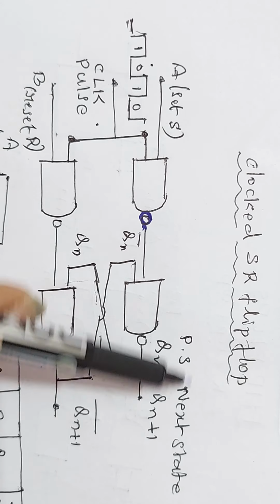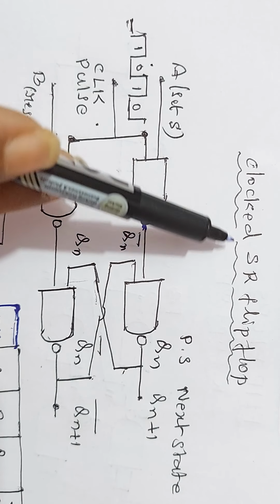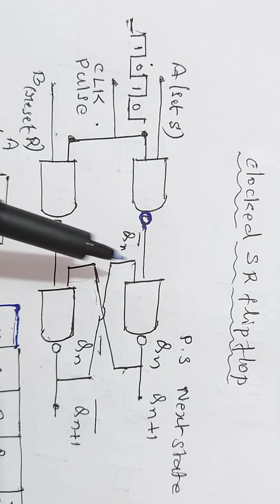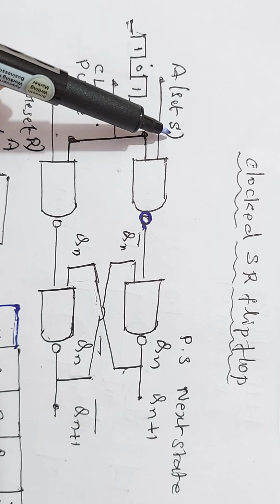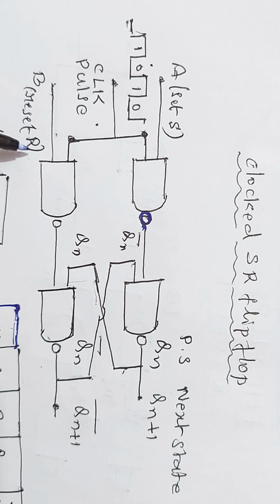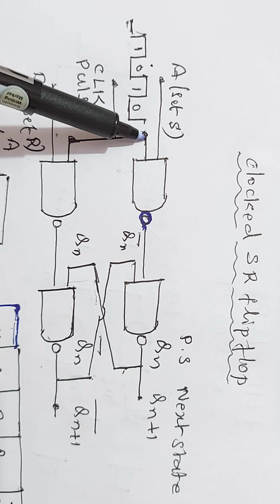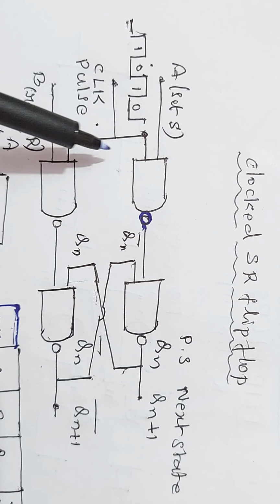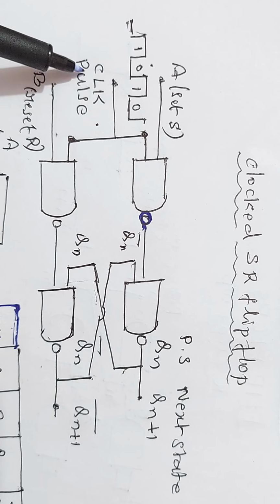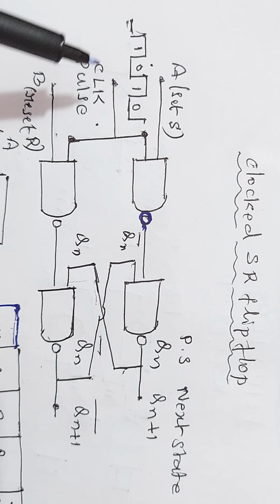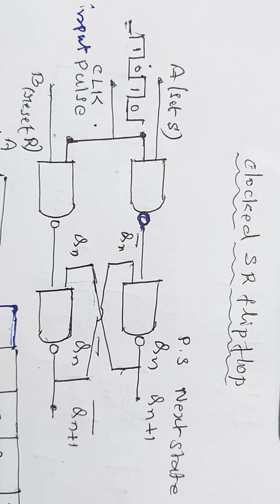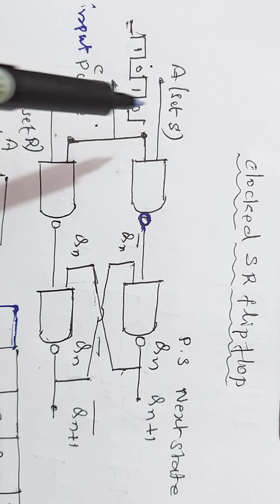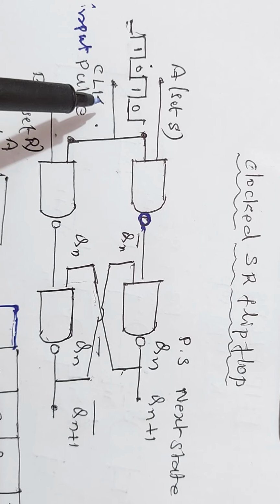So this is a simple circuit of clocked SR flip-flop, in which the circuit is almost the same as the normal flip-flop, but there are 3 inputs. One input is called set input, another input is called reset input, and the input of one NAND gate is connected to the input of the next NAND gate and connected to a single input known as clock input pulse. So there are 3 inputs, input A, input B and clock input pulse.